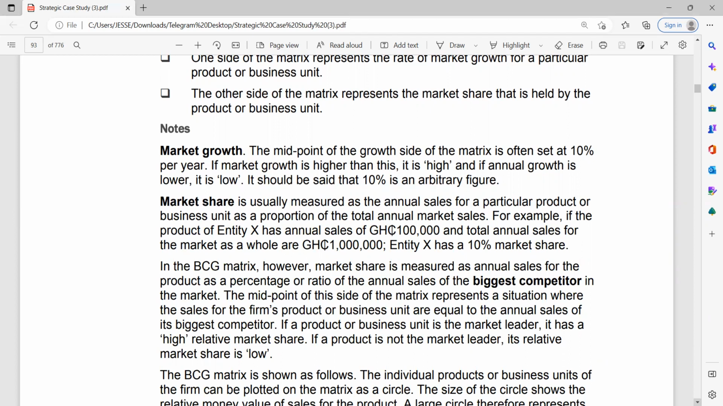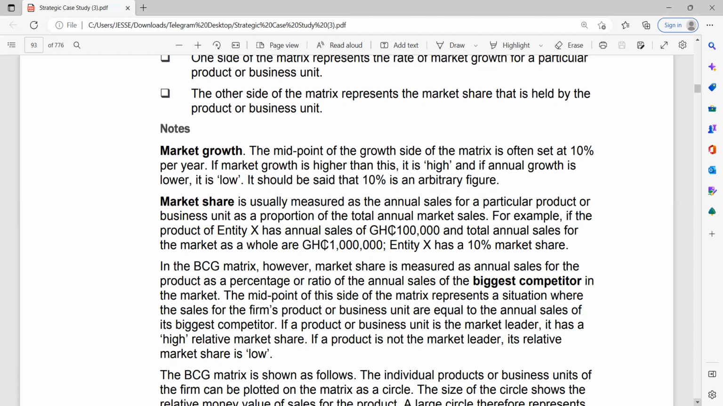It's very, very important. So you have market growth and you have market share, all in relation to the product. This is what makes this a 2x2 matrix. Always remember this: 2x2. You are looking at market growth, you are looking at market share. It's very crucial. Now let's look at market share.